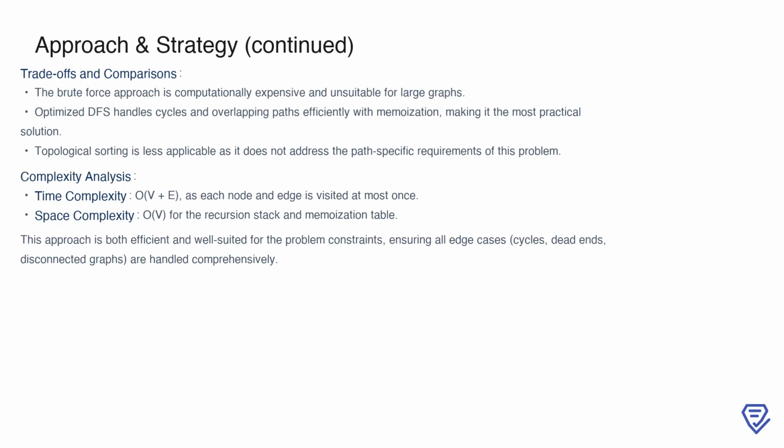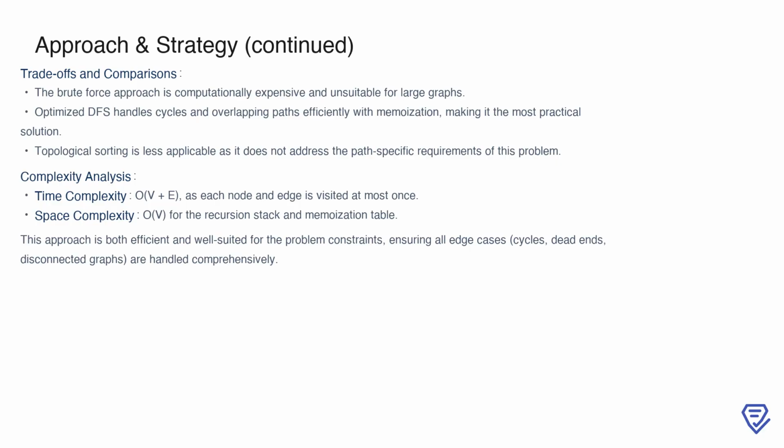When comparing the different approaches, the brute force method, while conceptually simple, is computationally prohibitive and unsuitable for larger graphs due to its exponential time complexity. On the other hand, the optimized DFS approach efficiently handles cycles, overlapping paths, and redundant computations through memoization, making it the most practical and scalable solution for this problem. Topological sorting, though efficient in DAG scenarios, doesn't meet the path-specific requirements of this problem, making it less applicable.